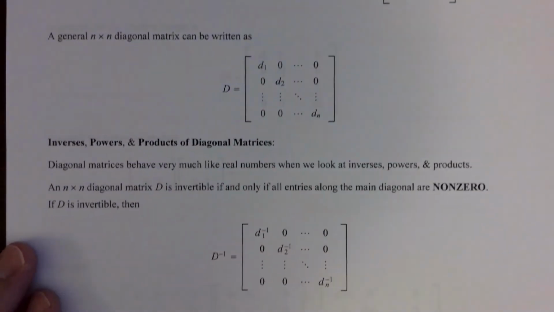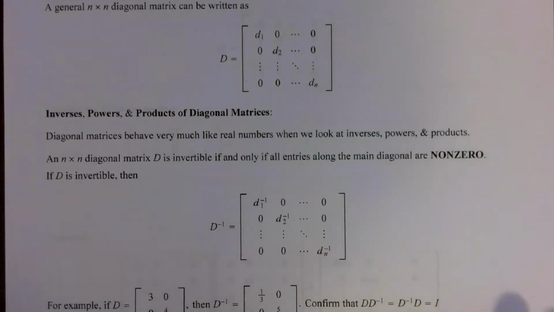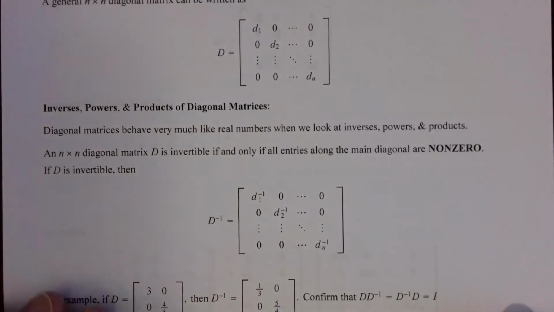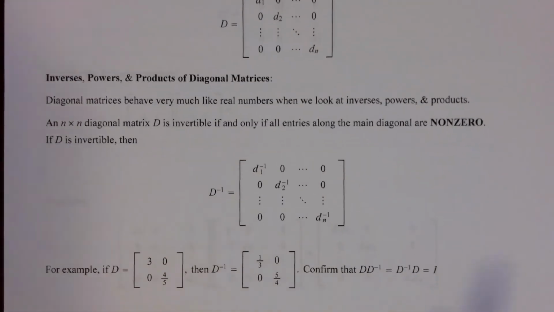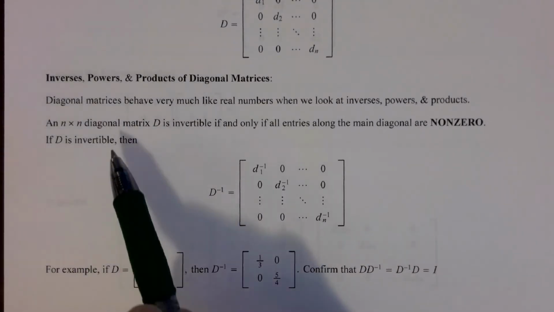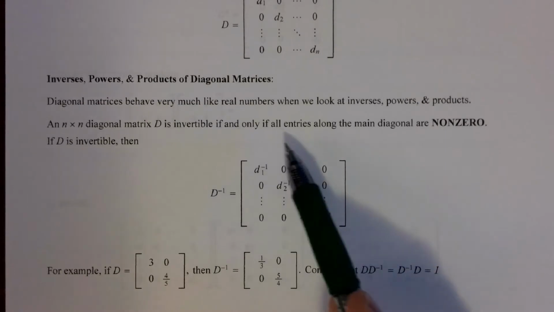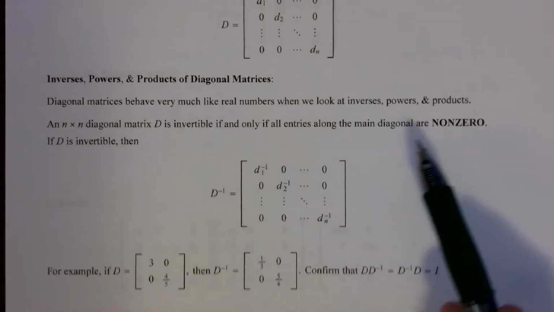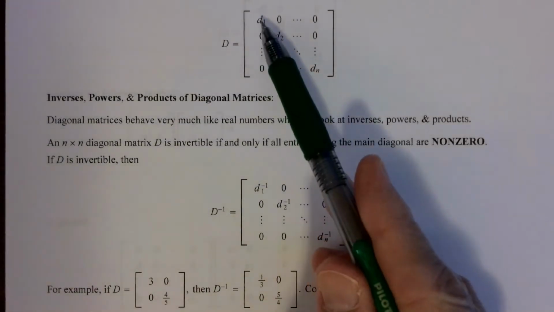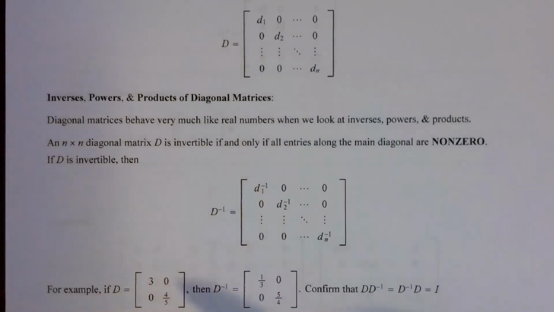Now, diagonal matrices are the ones that behave very much like real numbers when we're looking at operations. So, for instance, if we have an n by n diagonal matrix D, then it's going to be invertible if and only if all the entries along the main diagonal are non-zero. Only if these entries are non-zero will the matrix be invertible, and it doesn't matter the size.